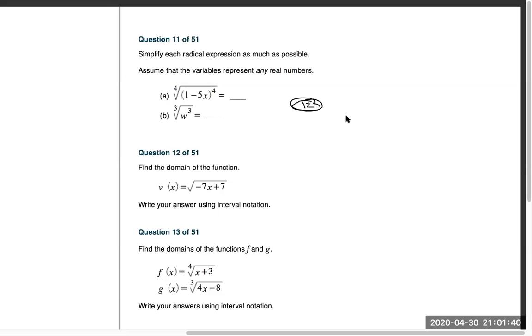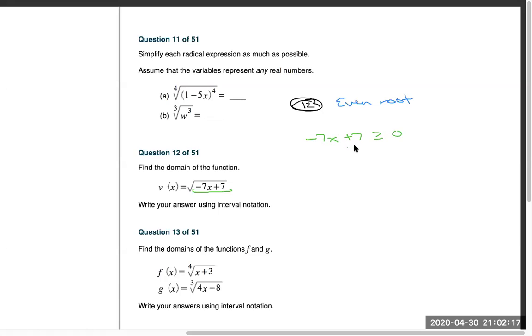Okay, so for number 12, find the domain of this particular function. So we have an even root, which means we will not have negative infinity to infinity for our bounds. We do need to check when our radicand is greater than or equal to 0.